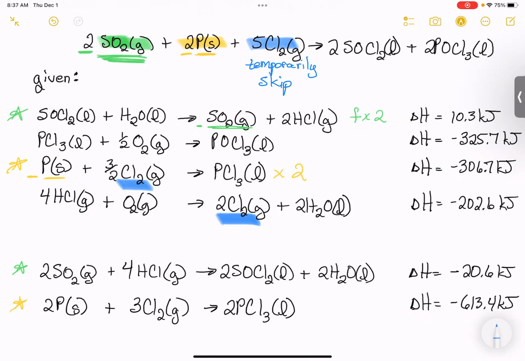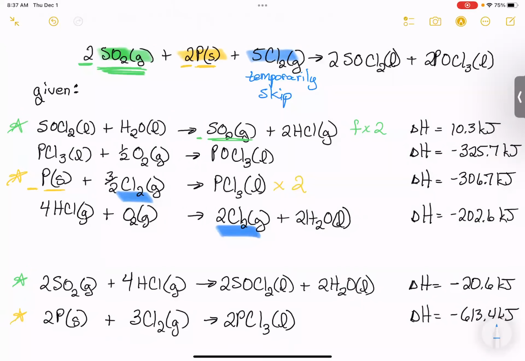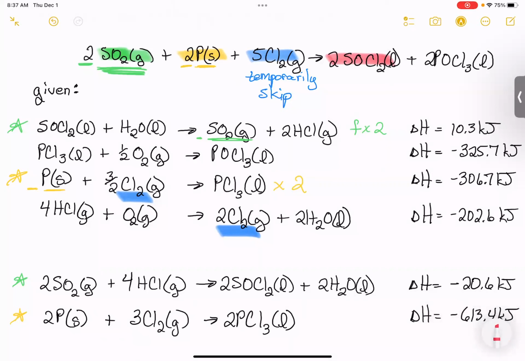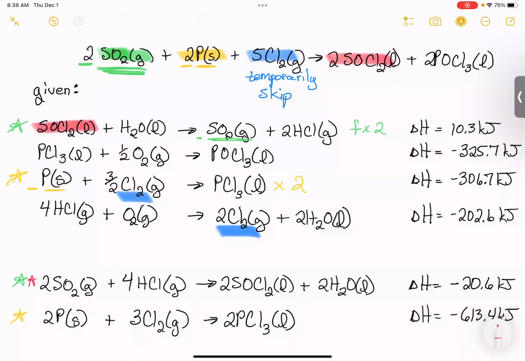So let's move on to the 2 SOCl2s, which I've already dealt with that equation. Because my SOCl2 is only in the first one, I can't use anything. I don't need to do anything because the SOCl2 is already taken care of. It was already taken care of in that first equation.